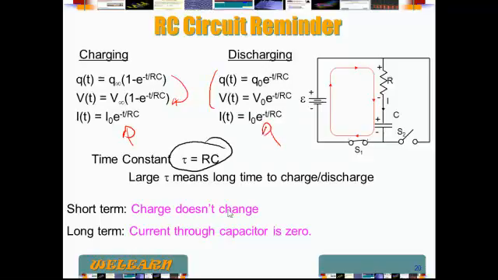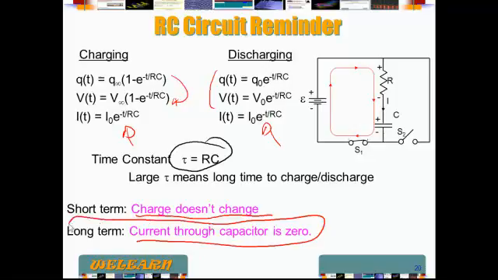Now, the bottom line is, for a capacitor, at the beginning, we are going to have a large current, but no charge. Our capacitor is not going to be charged, or in the discharge case, it's going to be fully charged. But the current in both cases is going to become eventually zero.